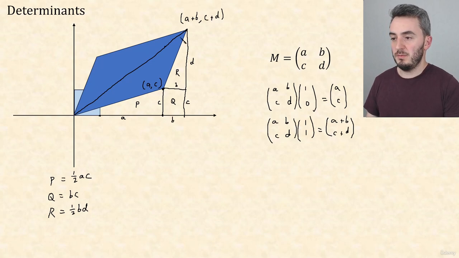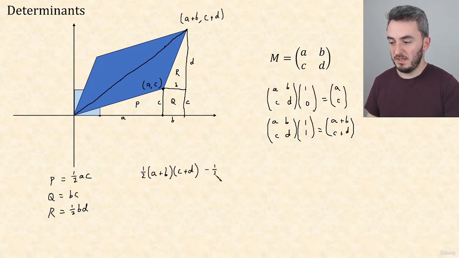Okay, so the blue triangle that we're looking for is this large right angle triangle minus P, Q, and R. So that large right angle triangle, well, it's half times the base, which is A plus B, times the height of C plus D. And so it's going to be that minus P minus Q minus R. I told you it was a lot of algebra.